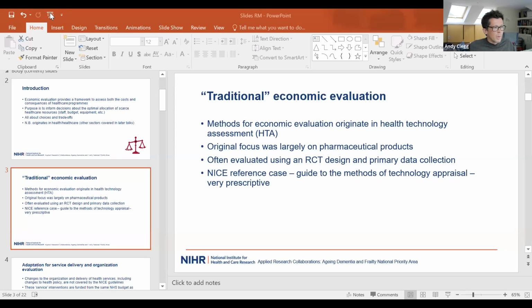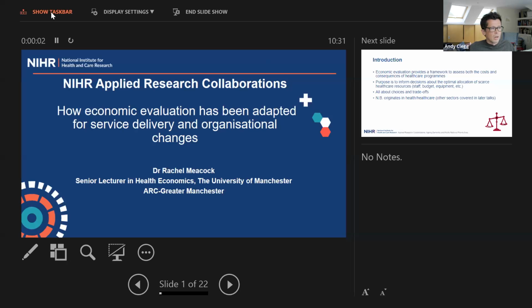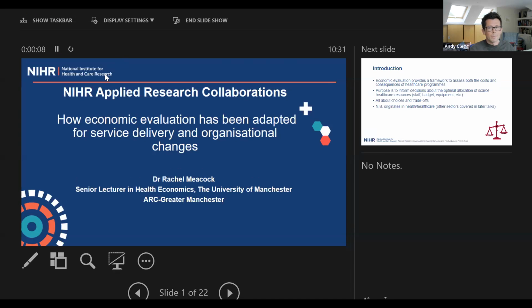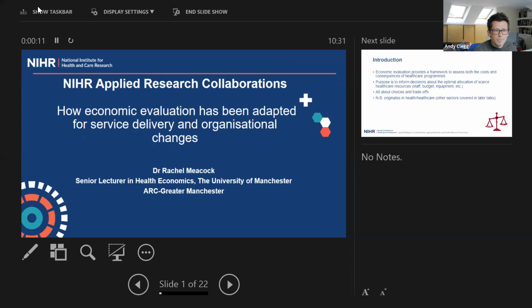Moving straight on, I'll pass on to Rachel. So next we've got Rachel Meacock. Rachel's a senior lecturer in health economics at Manchester University. Rachel's going to talk to us on how economic evaluation has been adapted for service delivery and organisational change. So over to you, Rachel.